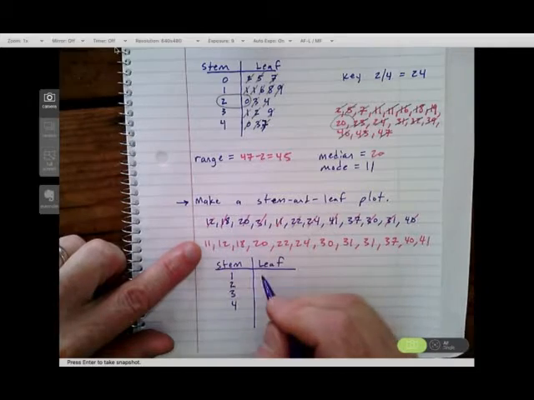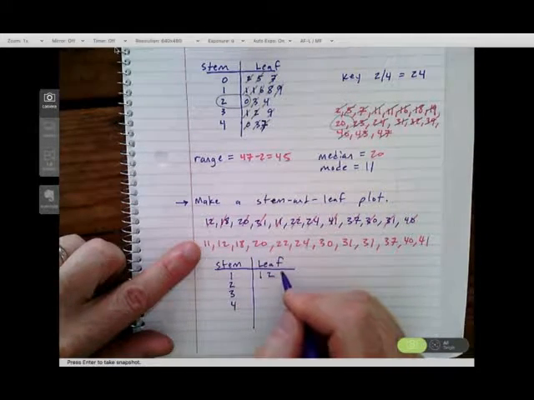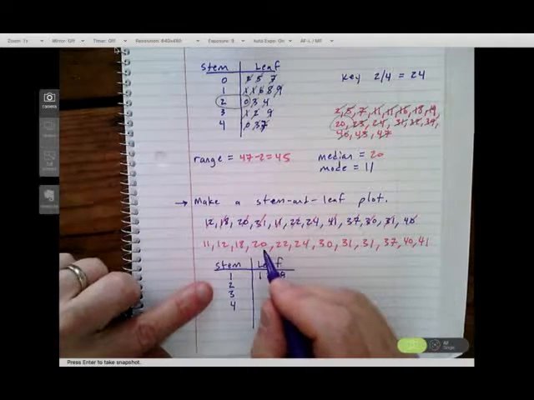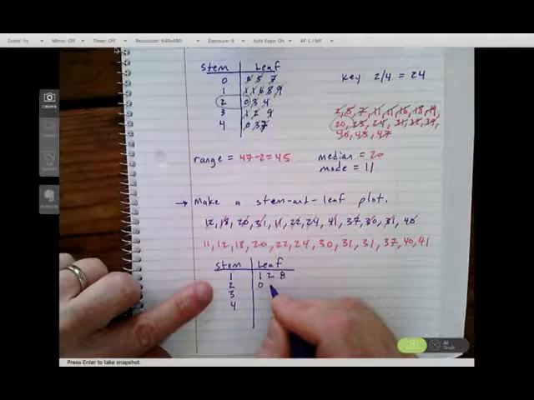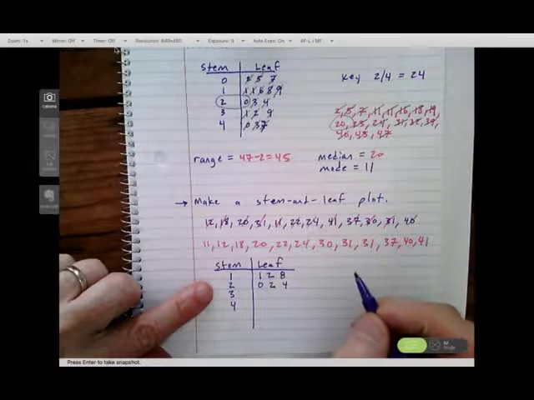So for 11, I need 1. 12, I need 2. And 18, I need an 8. Okay, and then I'll do the 20s. So it goes 20, 22, and 24. So I need a 0 for 20, a 2 for 22, and a 4 for 24. And then I'll do my 30s.